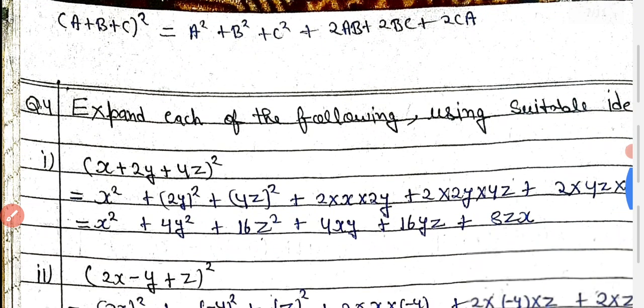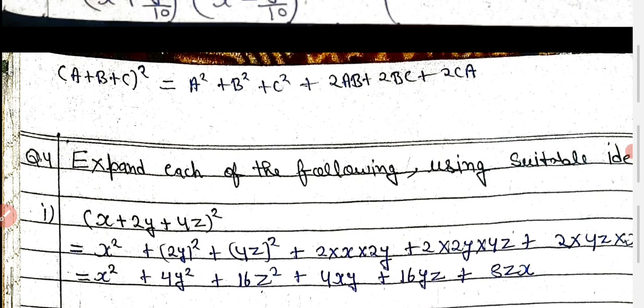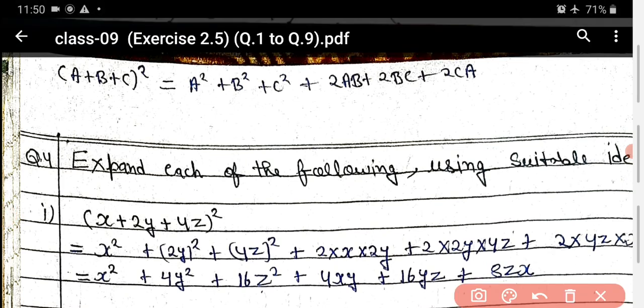Now come to the next. Expand each of the following using suitable identities. Okay, your first question is (x plus 2y plus 4z) whole square. So one formula I am telling you at the start: (a plus b plus c) whole square is equal to a square plus b square plus c square plus 2ab plus 2bc plus 2ca. Now in place of a you have x, in place of b you have 2y, in place of c you have 4z. Now just do simple calculation.